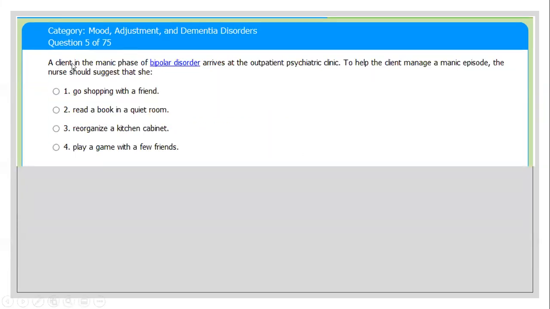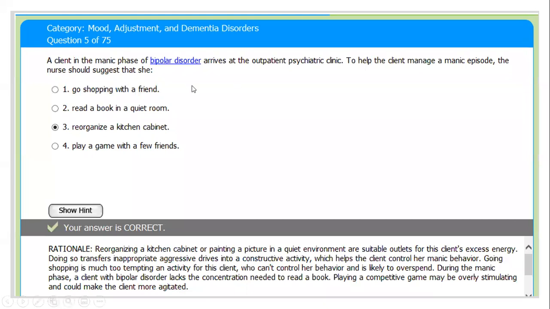Next question. A client in the manic phase of bipolar disorder arrives at the outpatient psychiatric clinic. To help the client manage a manic episode, the nurse should suggest that she: number one, go shopping with a friend; number two, read a book in a quiet room; number three, reorganize a kitchen cabinet; number four, play a game with a few friends. The correct answer is reorganize the kitchen cabinet.